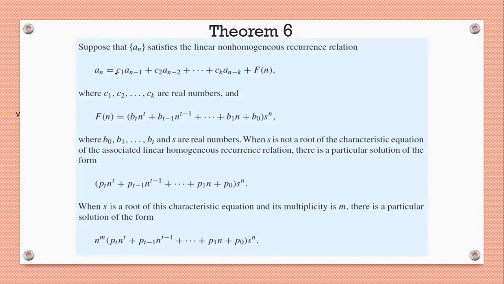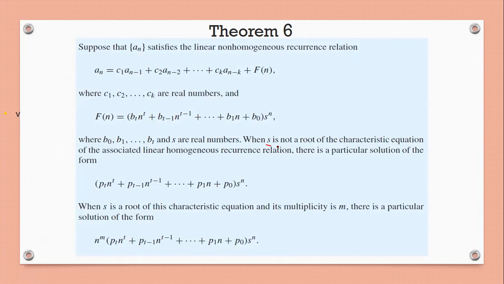Suppose that a_n is equal to c1 a_(n-1) plus c2 a_(n-2) plus and so on up to ck a_(n-k) plus f(n), where c1, c2 and ck are all real numbers, and f(n) is equal to, what is f(n)? It is b_t n power t plus b_(t-1) n power (t-1), and so on, b1, b0, all of these are real numbers. So these are just simply constants. What is important is that we are raising n to the power of t, t minus 1 and so on.